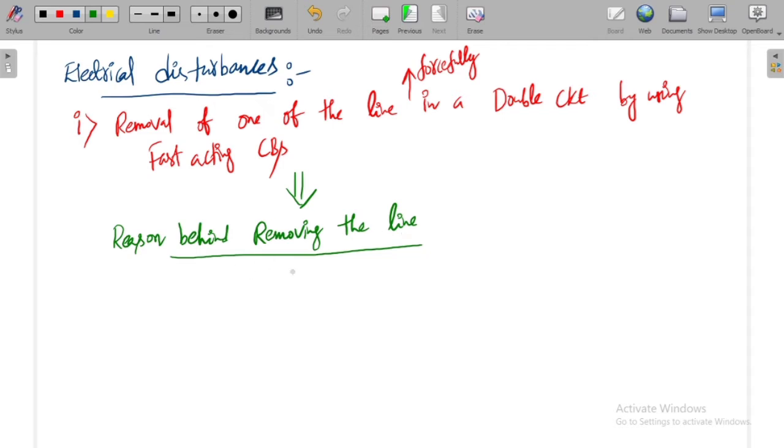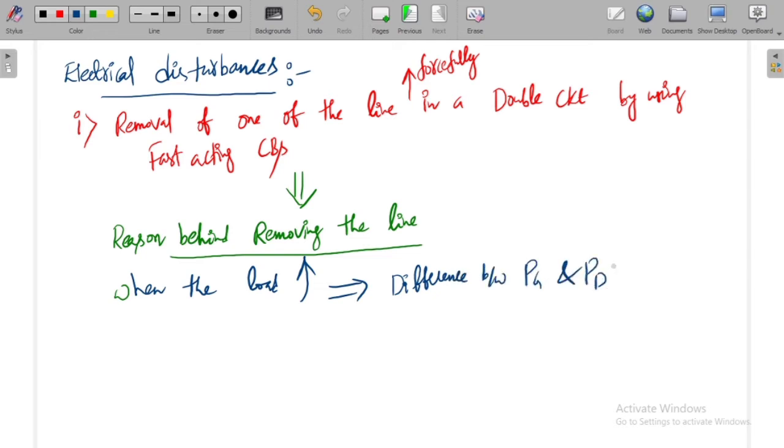The reason behind removing the line is this. Let me write here: when the load on the synchronous generator increases, there will be a difference between generation and demand. Is it right or not? When the load on the system increases, there will be some difference between generation and demand.